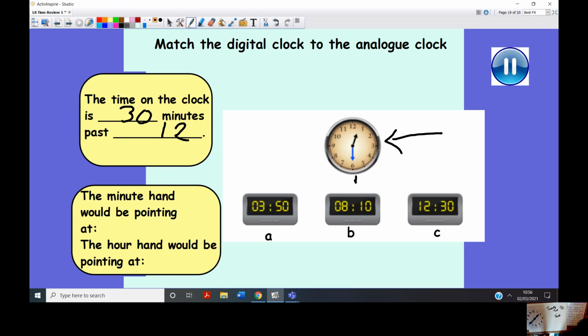Our minute hand is pointing at 30. Our hour hand is pointing at 12. So in my hour column, I need the number 12, and in my minute section, I need 30. A doesn't have that, B doesn't have it, C does. 12:30 on a digital clock is the same as half past 12.